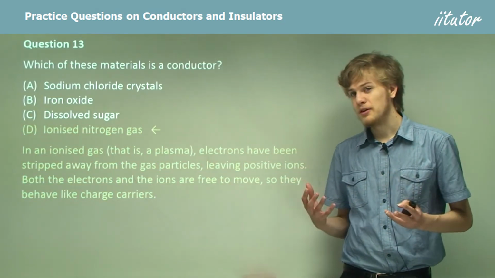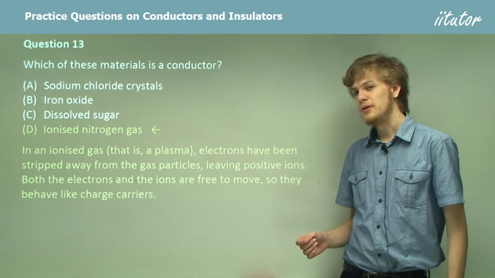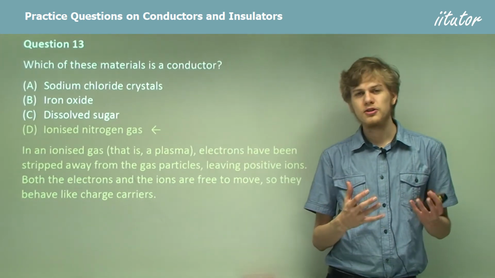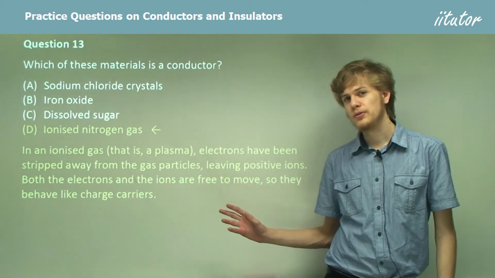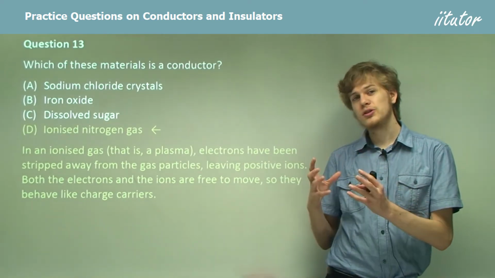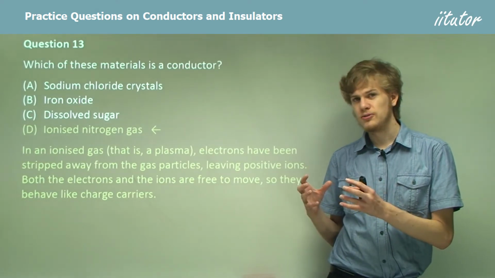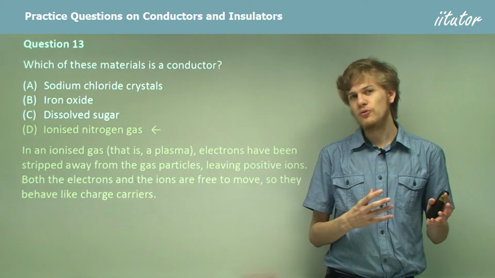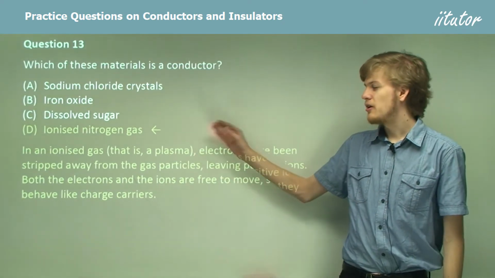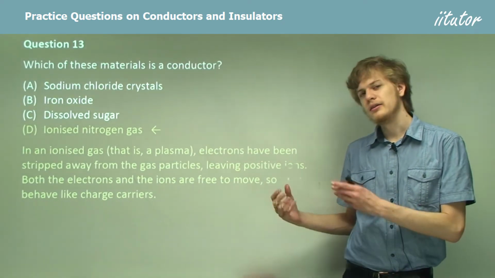If we have a plasma, in this case nitrogen plasma, then the electrons of the nitrogen molecules are stripped away by the intense heat or the intense electric field. That means that we have positively charged nitrogen ions and negatively charged electrons, both of which are free to move. And this means that the nitrogen plasma can conduct electricity.